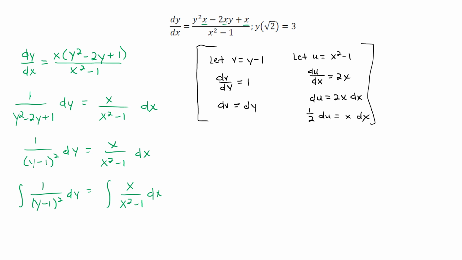Oh man, that was not a good bracket. Let's rewrite that. Oh, much better. Look at that. Okay, so now let's substitute in. So we'll have 1 over v squared dv equals 1/2, and then 1 over u du, because we want it all in terms of u and v.